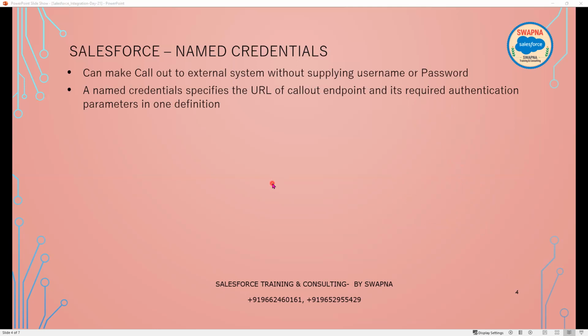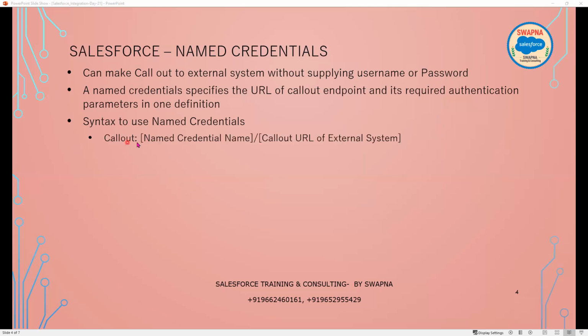You need not define it again in the code. So how are you going to define it? The syntax to use the named credentials is: callout, then the named credentials name, and then the callout URL of the external system.